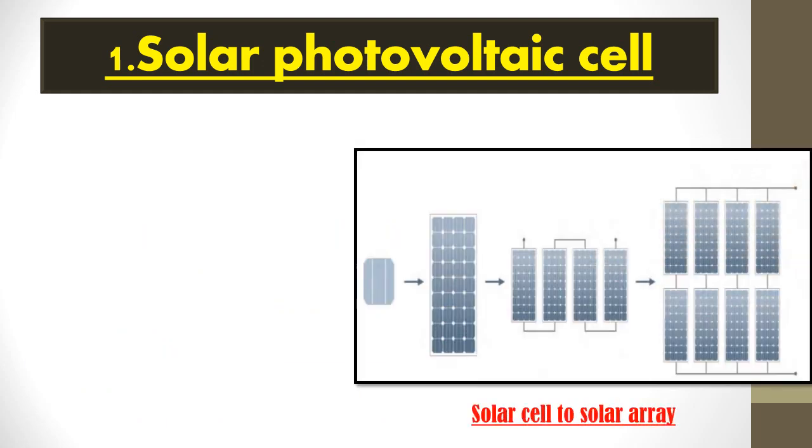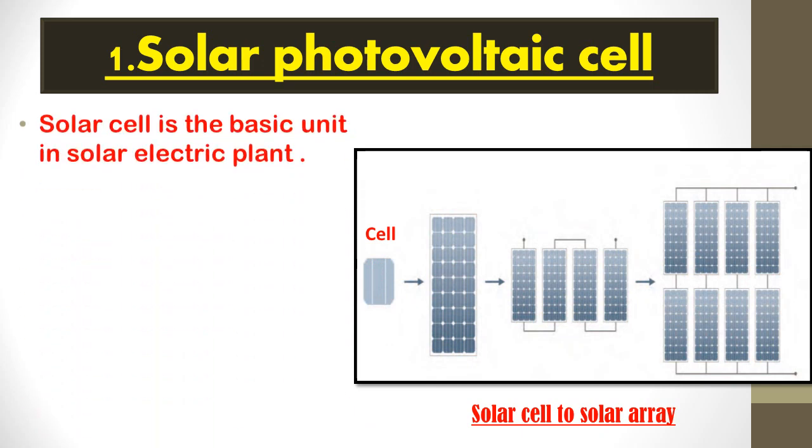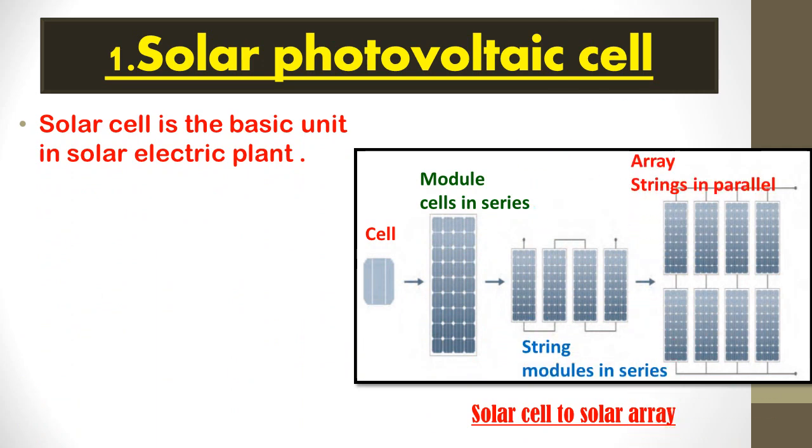So here you can observe a picture from solar cell to solar array. So this is a cell, and the solar cell is the basic unit in a solar electric power plant. Many solar cells come together to form a solar panel or module, that is, cells in series, and many solar panels connected in series form solar strings. Modules in series, and many solar strings connected in parallel form a solar array.